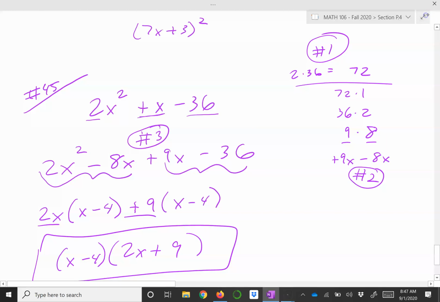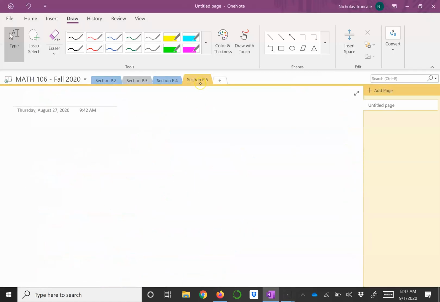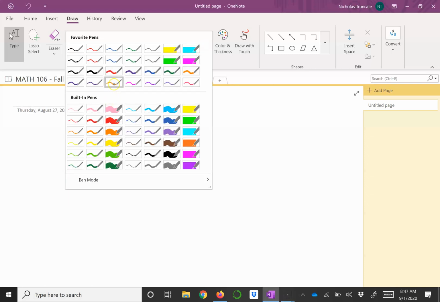All right, so there we go. So there's section P4, and we're going to move on now with section P5. Let's see, we'll go with, it's blue today. So this section is on rational expressions.